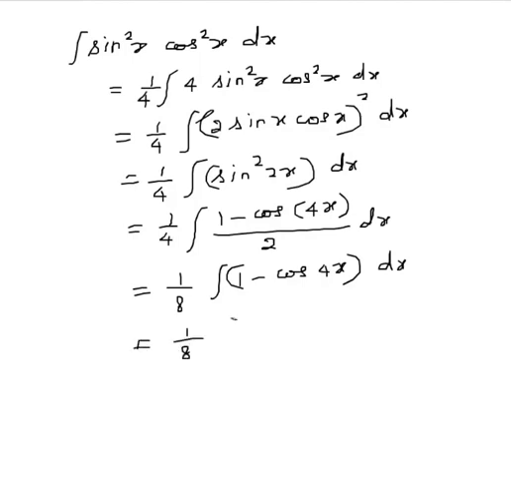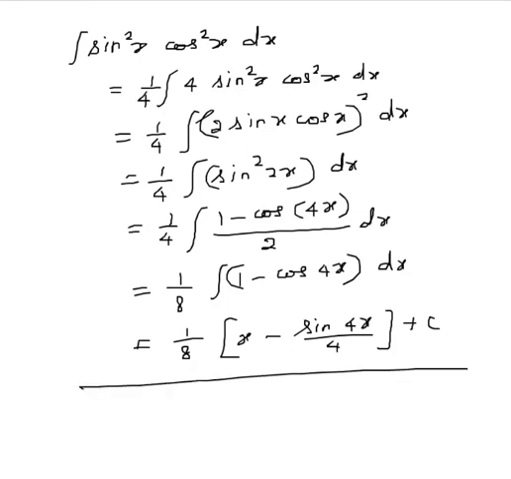Therefore, the answer is 1 by 8 times x minus integral of cos is sine 4x divided by 4, plus c. This is how we do it for even powers if both are even. This is not in the textbook. Let us continue the exercise.